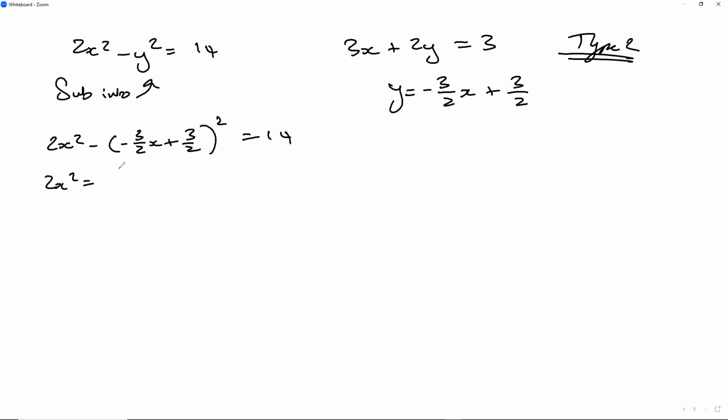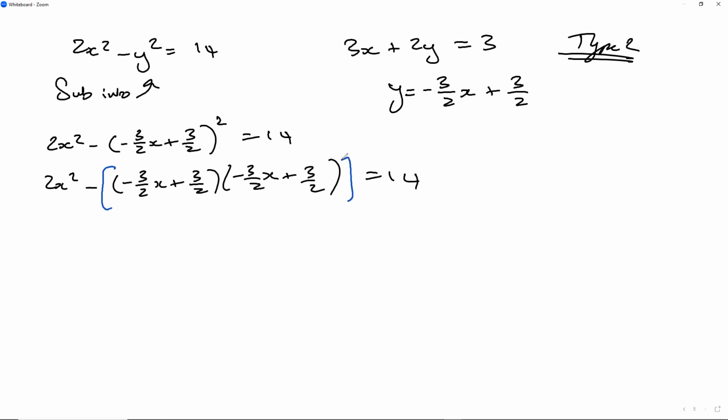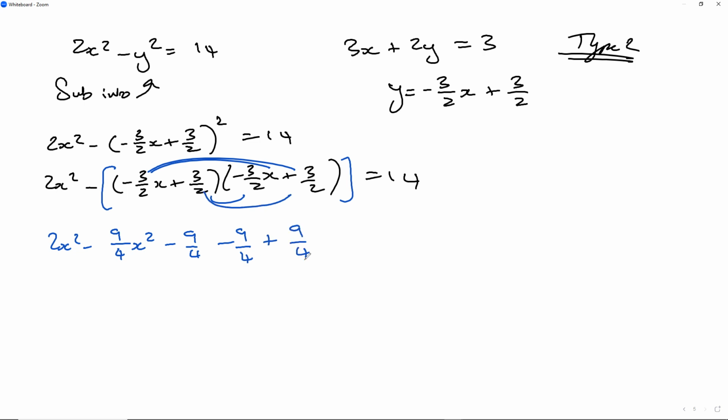Without using decimals, we end up rewriting this bracket twice again, but this time in fraction form. So from here, I'm going to use the method of FOIL, keeping that all in a bracket, getting 2x squared minus, and multiplying this is going to become 9 over 4 x squared minus 9 over 4 minus 9 over 4 plus 9 over 4 equals 14.